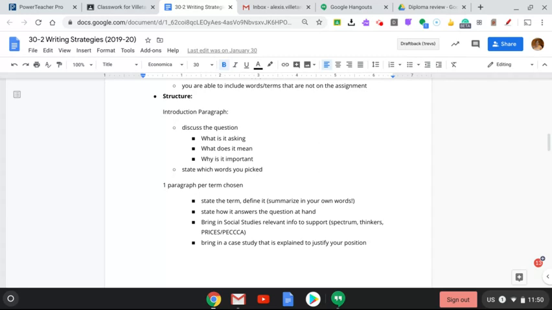Okay, there is no conclusion paragraph. You don't need to end it with anything. It just ends with your last term as you see it. One of these, when they're done, is probably about a page double-spaced, and that again depends on the terms that you pick.